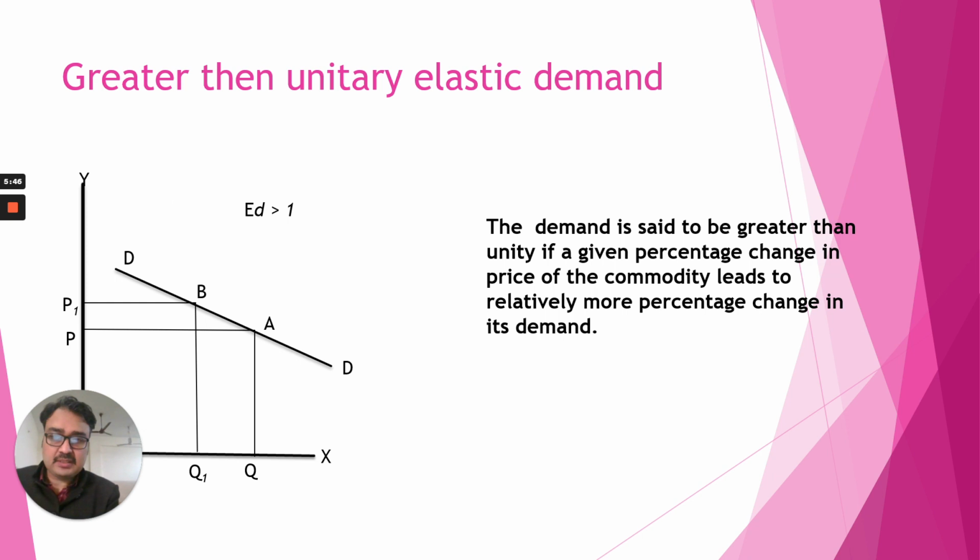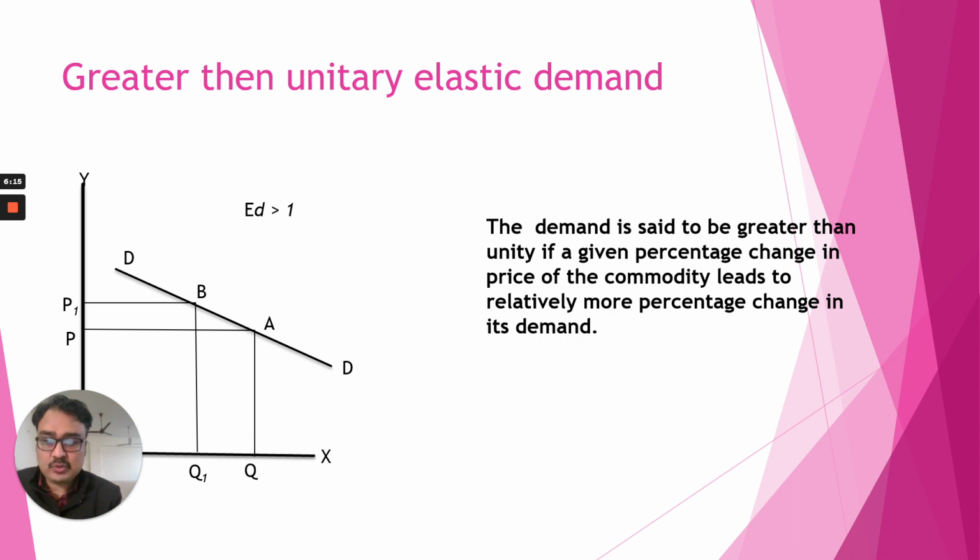Fourth one is greater than unitary elastic, that is more than 1. The price elasticity of demand will be more than 1 when a given percentage change in price of the commodity leads to relatively more percentage change in its quantity demanded. That is, in this case, the demand curve DD is a flatter curve indicating more change in quantity demanded as compared to the change in price.